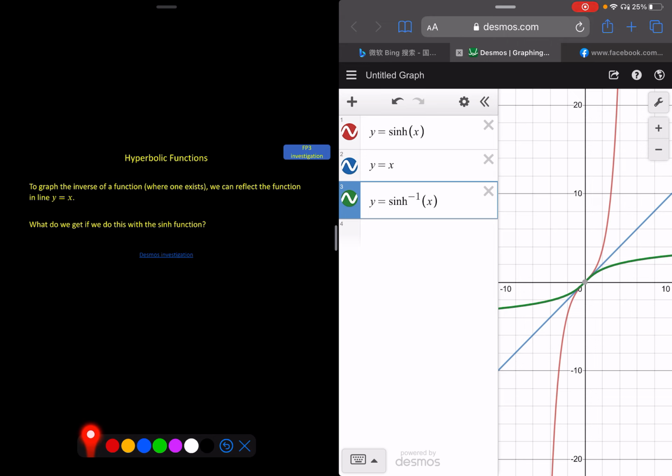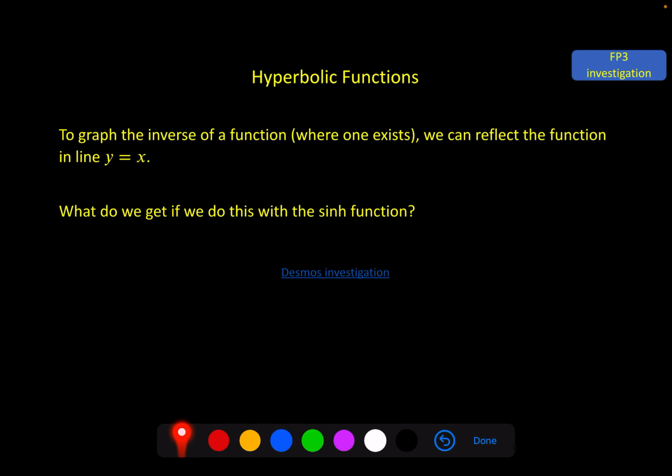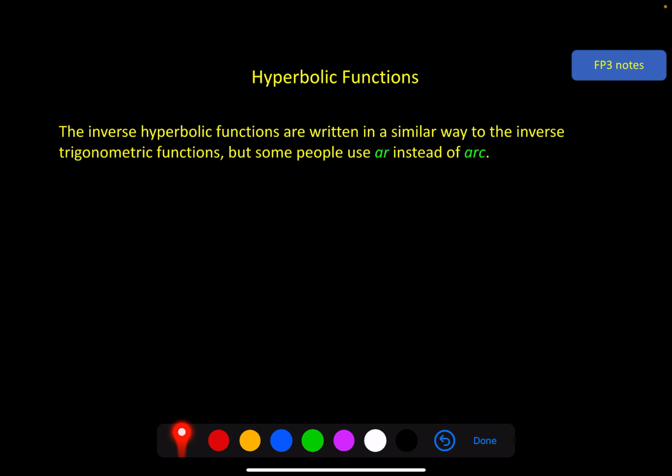So that's the graph, and you could do that with all of the different functions and you could find the graph of the inverse functions, but that's not quite so helpful if we don't know what the function actually is. So of course we're going to do the algebra behind it to see what the function equals. Before we do that though, just a quick note on notation.